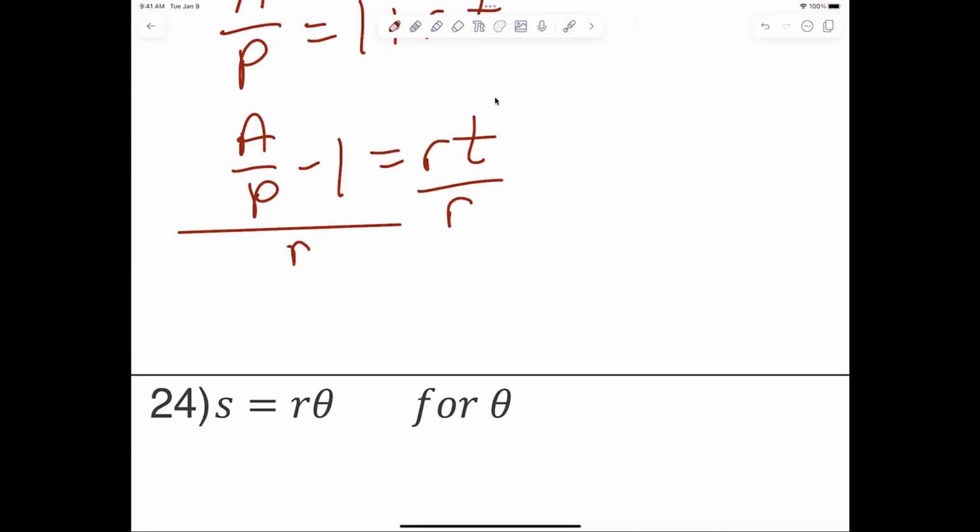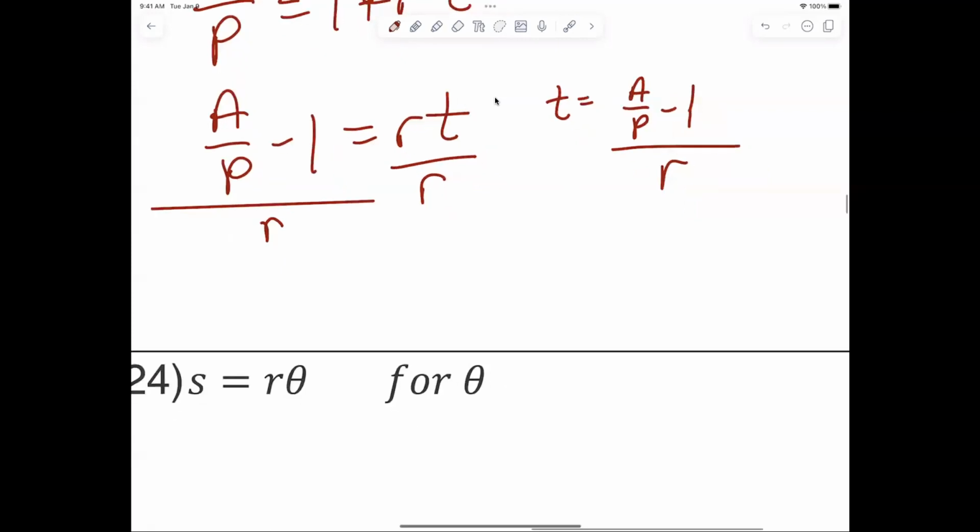Now, generally, when we write T equals A over P minus 1 over R, we're not allowed to have complex fractions. That just means a fraction with a fraction. So what I want to do is T equals A over P divided by R minus 1 over R. What I did was I just divided each term by R. Is everybody with me on that?